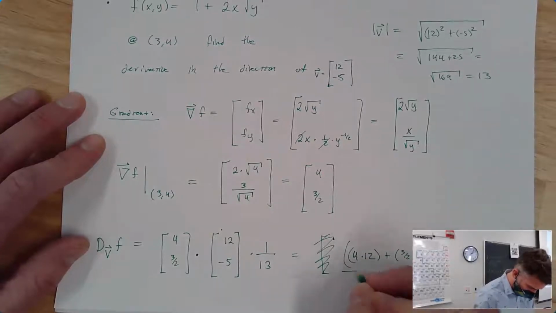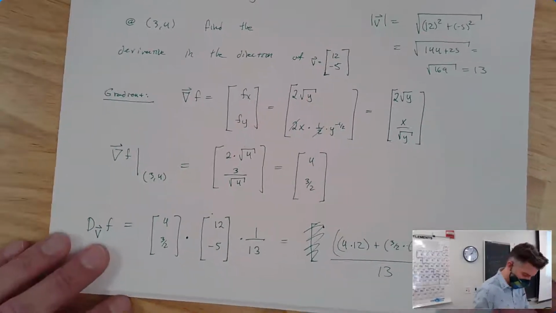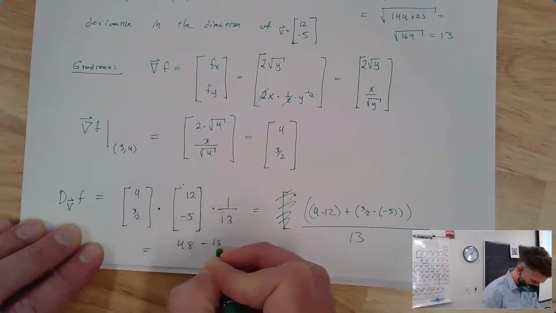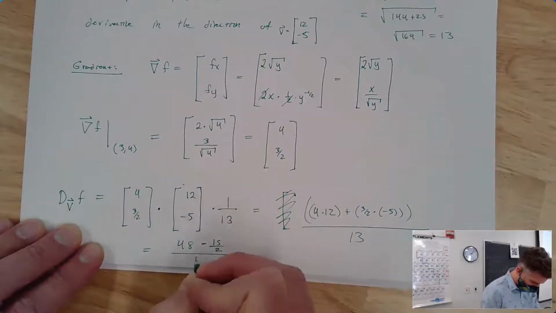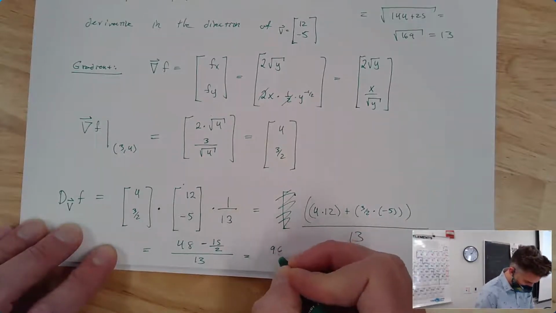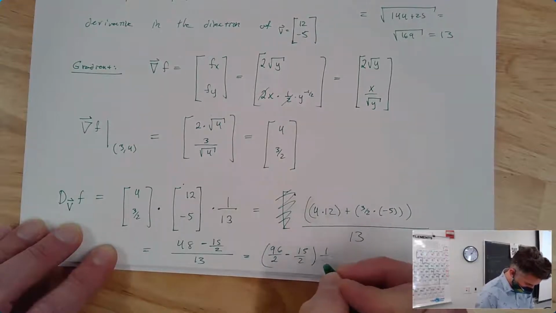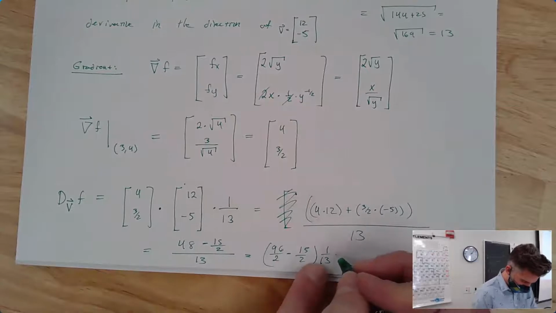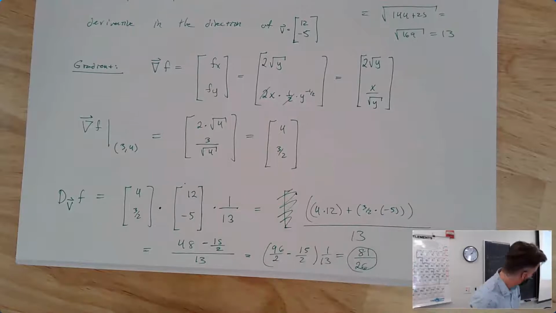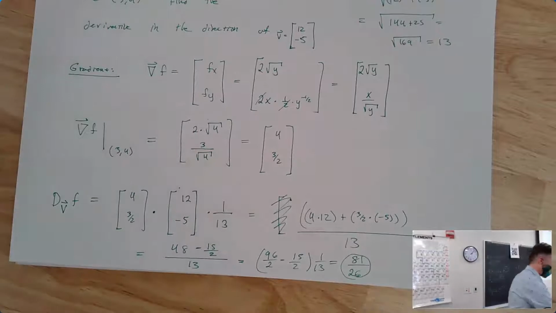all divided by 13, which is not lovely because I got fractions and fractions. But I'm going to get, let's see, 48 minus 15 over 2, all over 13. I might rewrite that as 96 over 2 minus 15 over 2, all times 1/13. That's going to be 81 over 26. The numbers are not beautiful here. They rarely are in this class.